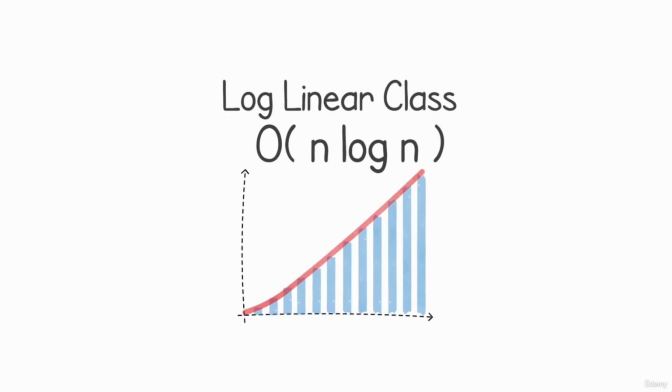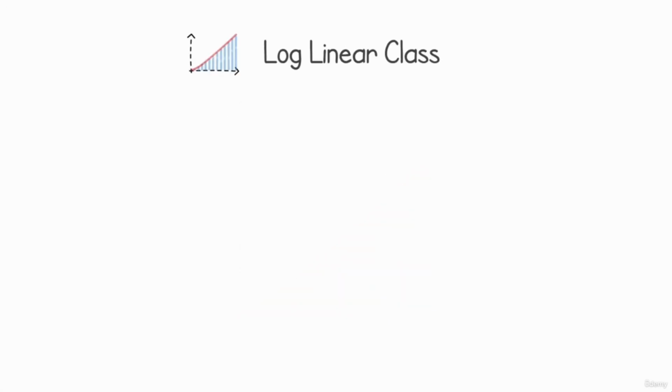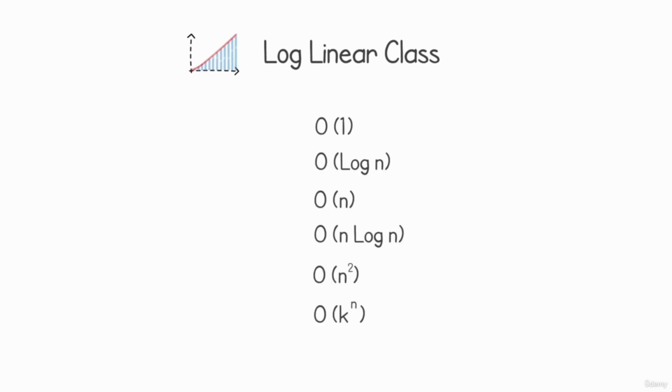Hello and welcome. In this video we will talk about the log linear functional class. If we had to list all the functional complexity classes, starting from the more scalable to the less scalable, we would have the constant class at the very top, then followed by the log, then the linear one, then this log linear one. After that, we will have the quadratic, and finally, we would have the exponential class.